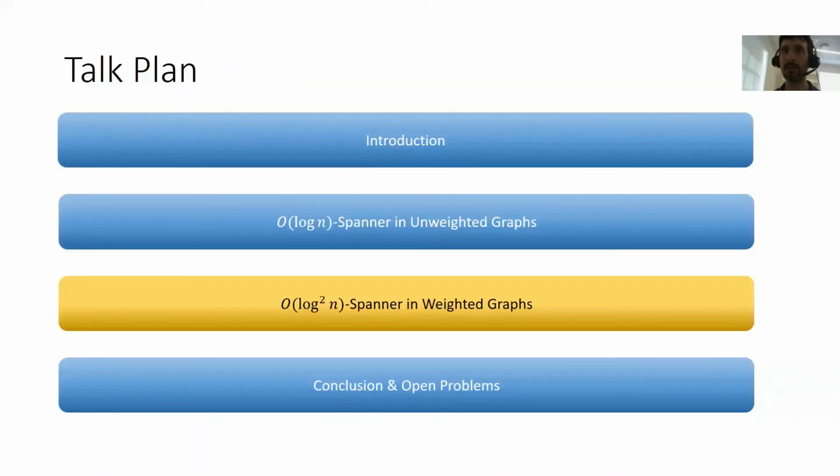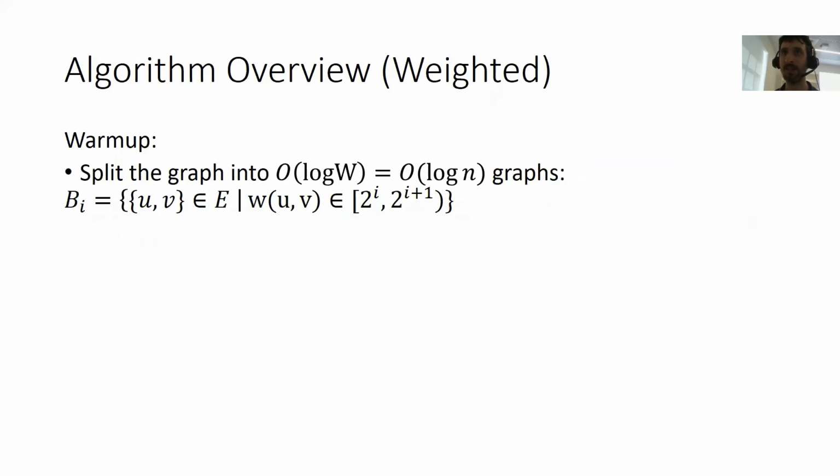Next, we'll turn our attention to weighted graphs, where we show how to compute an order of n size spanner, with an order of log squared n approximation factor. Let us consider the following simple procedure. A standard assumption in the congested clique is that the weights are integers between 1 and poly n. So we split the graph into order of log n graphs according to edge weights in the following manner. The first graph has weights from 1 to 2, then the second graph from 2 to 4, etc.